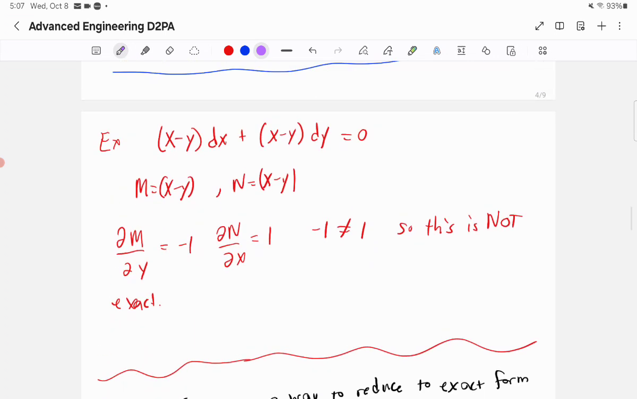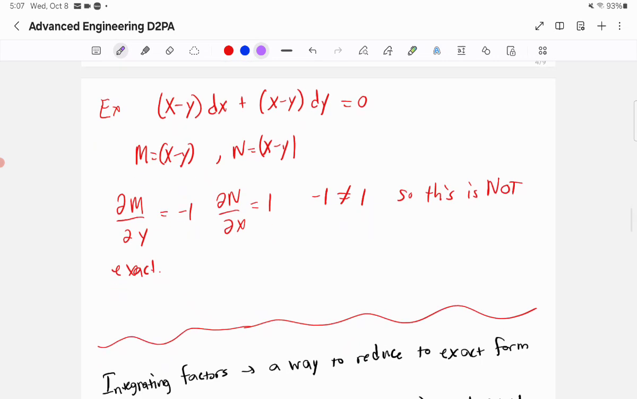Now I'm going to do a different example, and the idea here is just to point out that some functions may not actually be exact. So in this case, it's not exact, and you'll see in a moment that this is true.